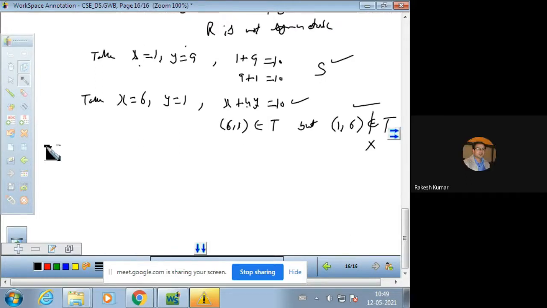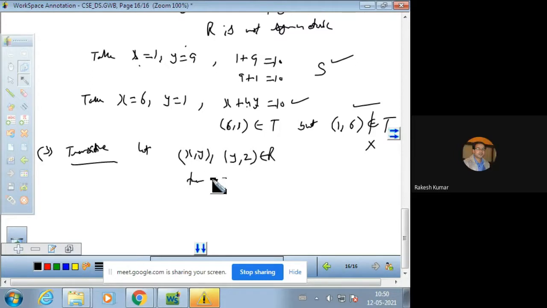Now the next one is the transitive property. For transitivity, let (x, y) and (y, z) belong to R. Then clearly, what does it mean? Then x is greater than y and y is greater than z. Combining, x is obviously greater than z. And what does it mean? The ordered pair (x, z) should also belong to R. So R is a transitive relation.